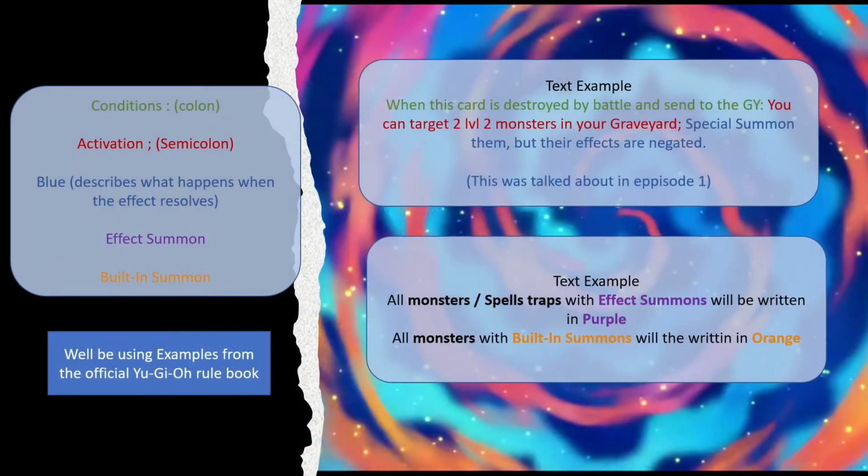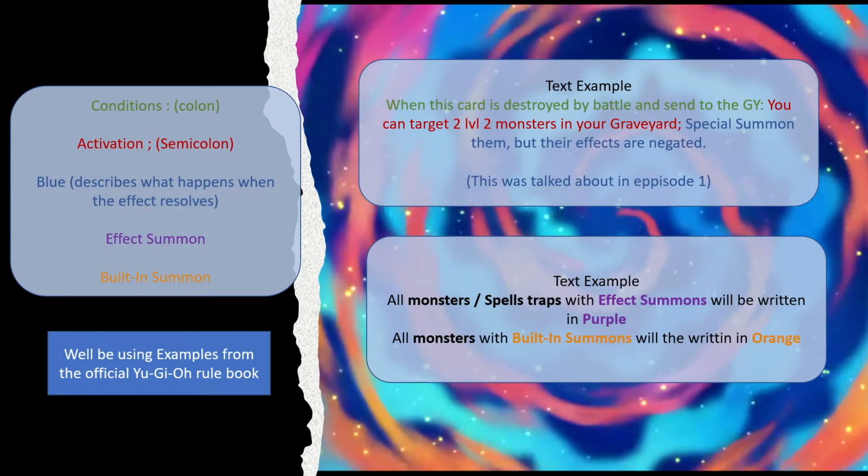Alright, so here we have basically the index. So conditions, those are the columns, they are still green, the activation semicolons are still red, as well as the effects, which will be in blue. We talked about this in the last episode. And then we are going to add effect summons, which will be written in purple, and also built-in summons, which are written in orange. As always, I'll be using examples from the official Yu-Gi-Oh rulebook.